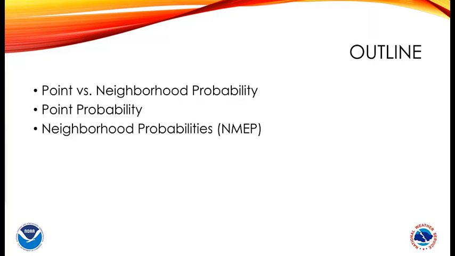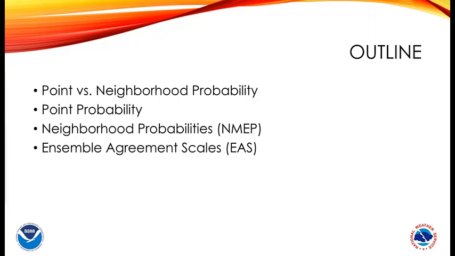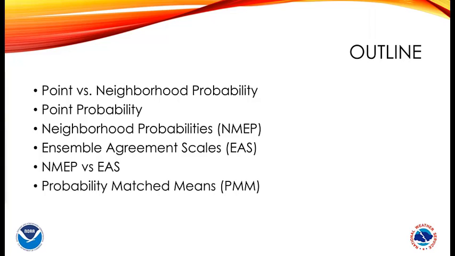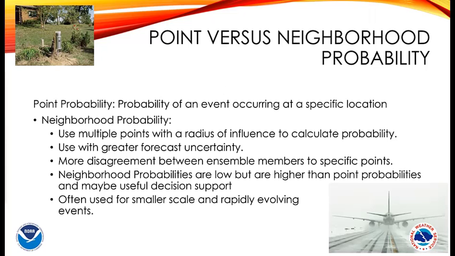Then we'll talk about point probability. The neighborhood probability is called NMEP. You'll see that acronym throughout. The ensemble agreement scale, the EAS. What's the difference between those two? Probability matched means, there's your PMM. And so then we'll just go ahead and start talking about the point versus neighborhood probability.